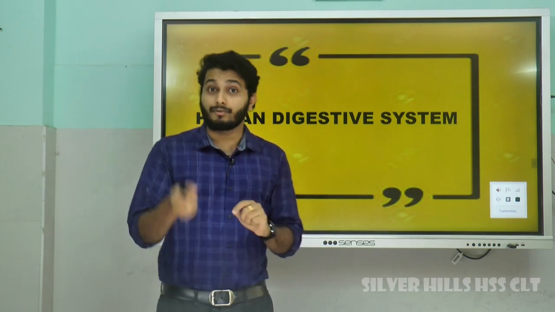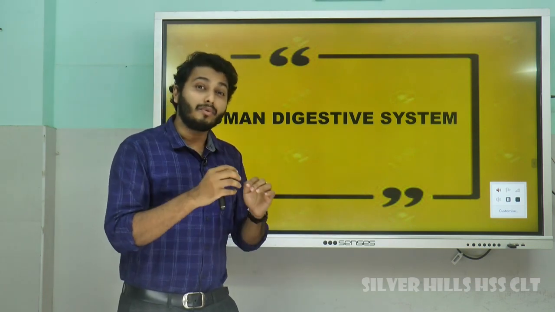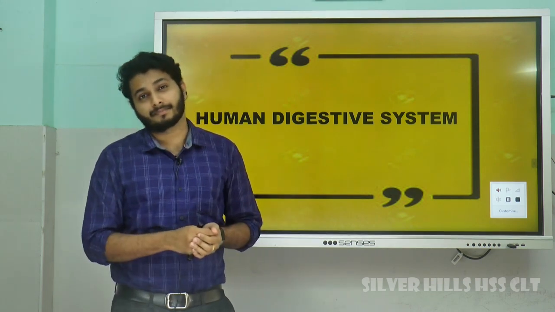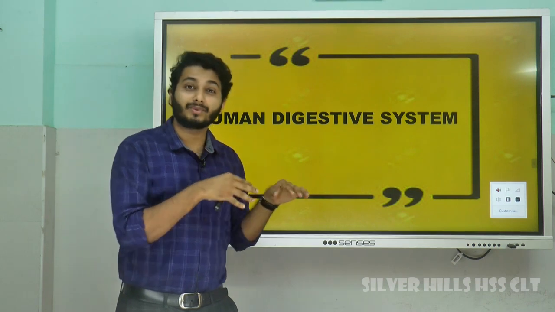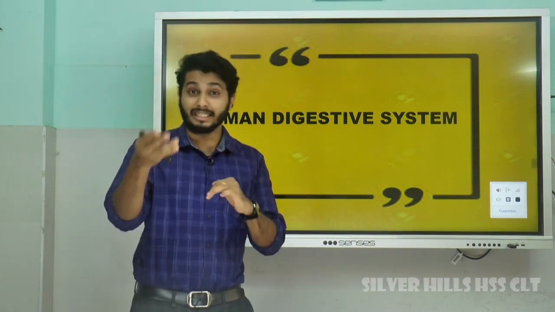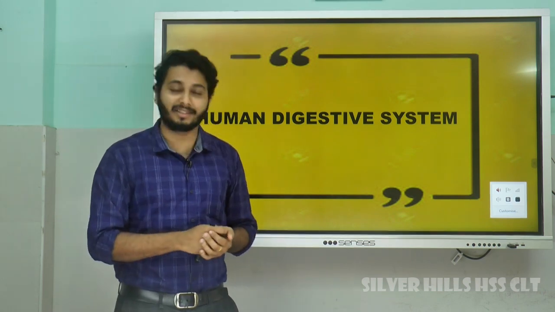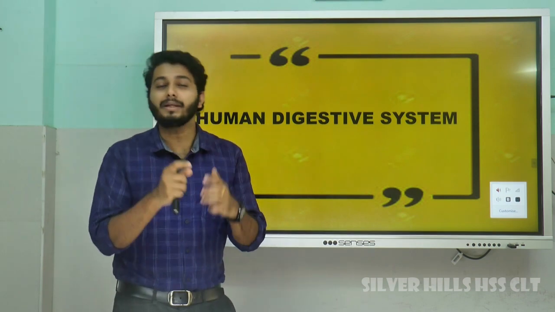But in the case of human beings, the digestive system is complete. That means the food enters through one aperture and the excretory wastes are removed through another aperture. The food enters through the mouth and the excretory waste is removed through the anus. So, two separate openings for intake of food and removal of waste materials. This type of digestive system is the complete digestive system.